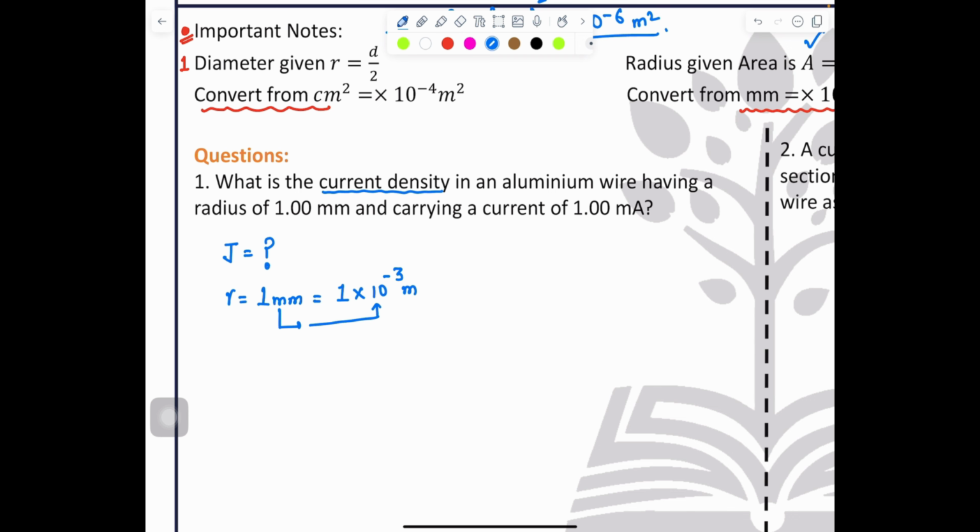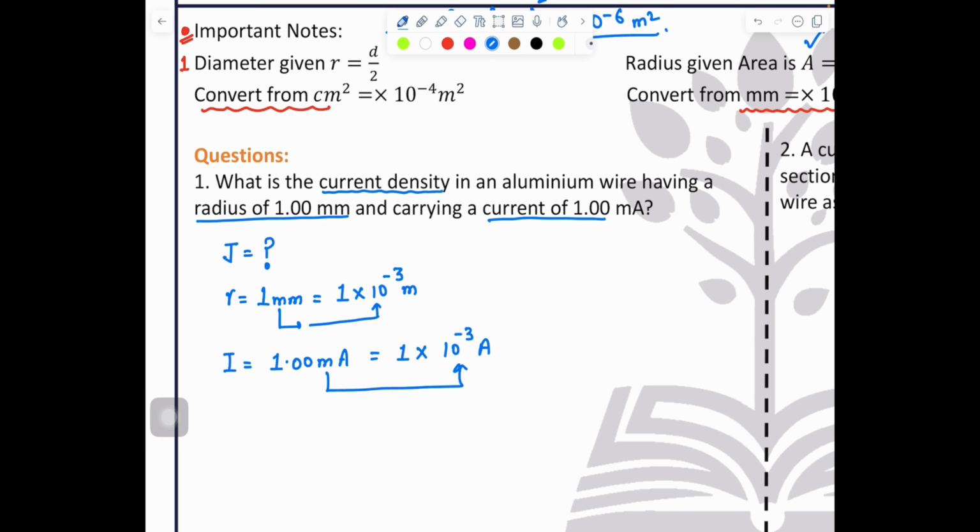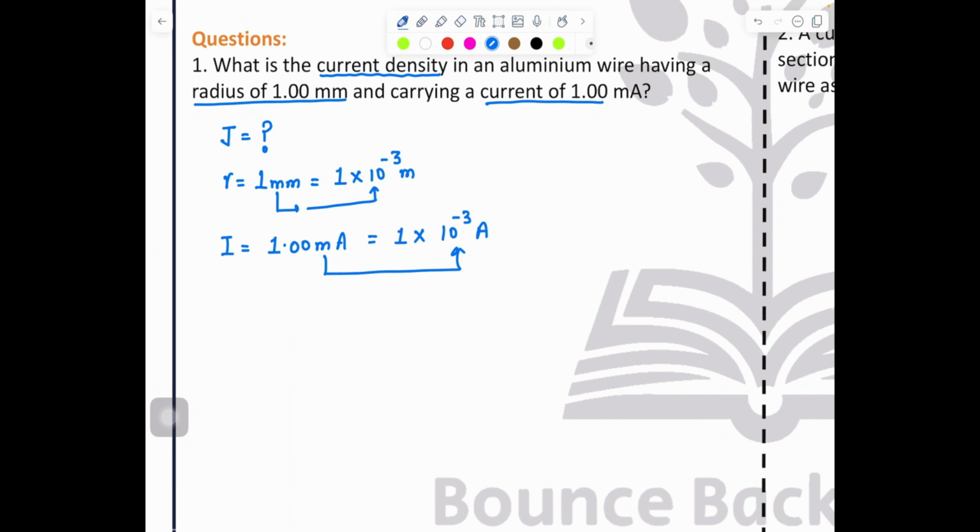Clear? Okay. Now we have the radius and carrying a current. Current I is equal to 1.00 milliampere. Milli means 10 power negative 3 ampere. Now, what is the formula for J? As I told you, J is equal to current divided by area.